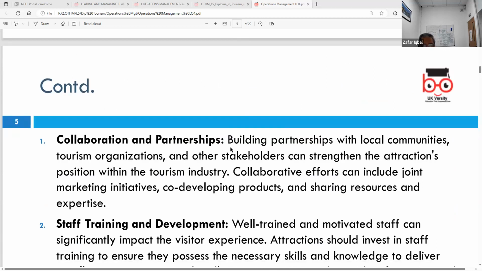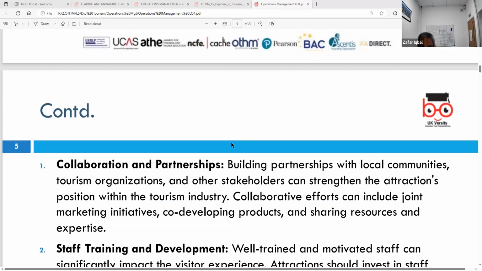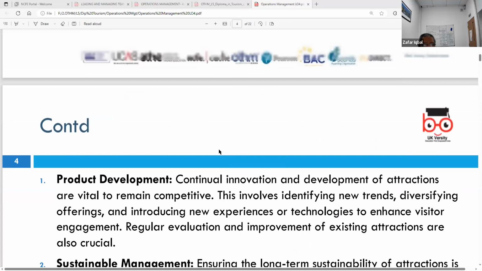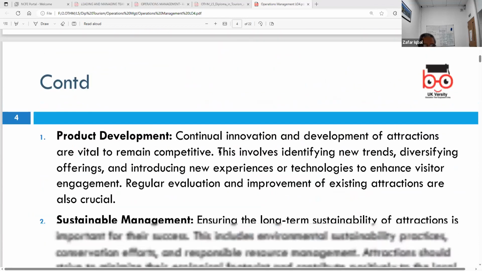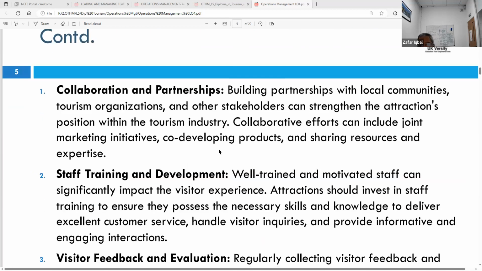Collaboration and partnerships. Now, this is another type of thing. What are partnerships? Who are you collaborating with? Who are you working with? Are there any partnerships with local businesses, local communities, local youth clubs, for example? So here, when we look at the principles of visitor attraction management in the tourism industry, are we working with local stakeholders? That's more important. Building relationships with the people there, with businesses, with other local community, with the local tourism industry, with the local council.